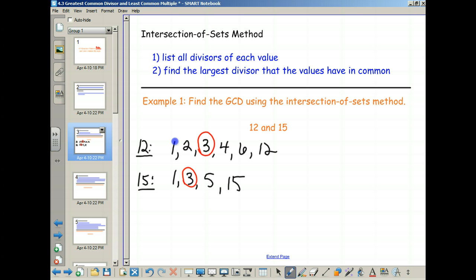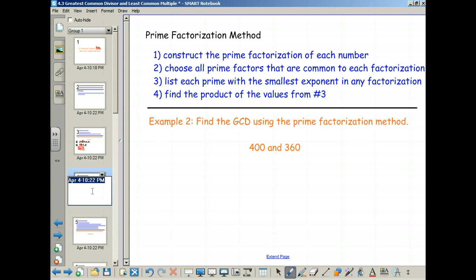3. Will there always be a number that I get to circle? Yes, 1. Marissa's right. There's always going to be some number, 1, because they always are going to have a 1 in common. Okay? So there's always a greatest common factor. It may not be a very interesting one, but there's always one. So this one, the greatest common factor or greatest common divisor is 3. Okay, I'm going to do one more and then we'll pause for today.